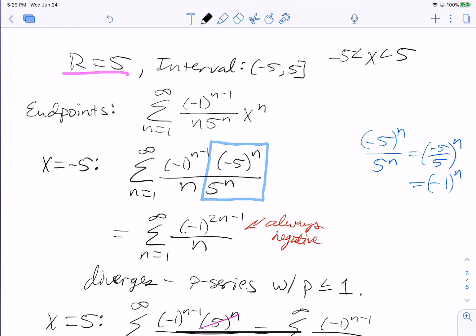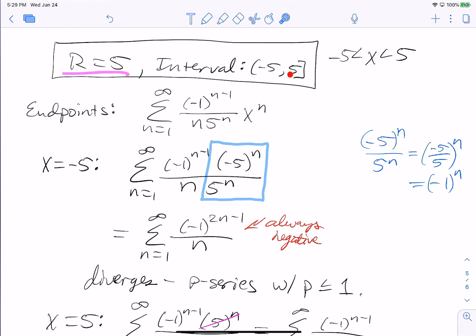Therefore, we've already set our radius as 5. The interval of convergence is the half open interval, open at negative 5, closed at 5.